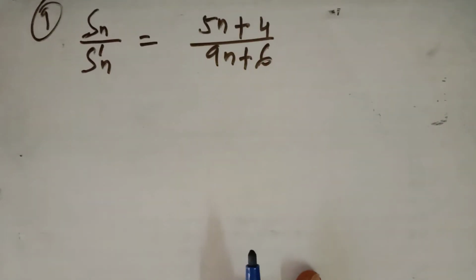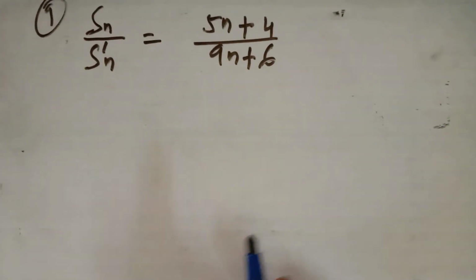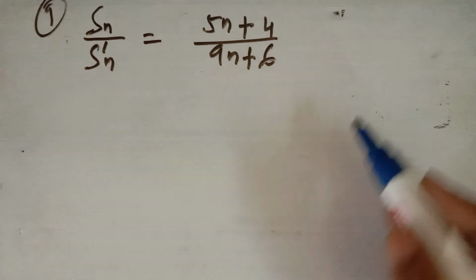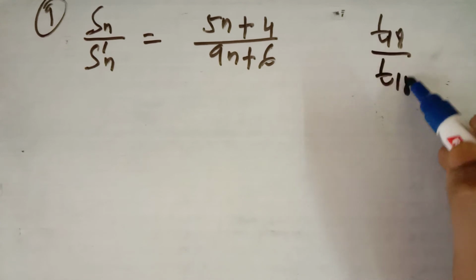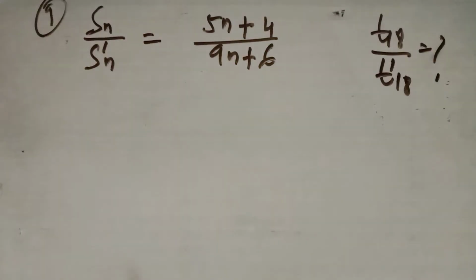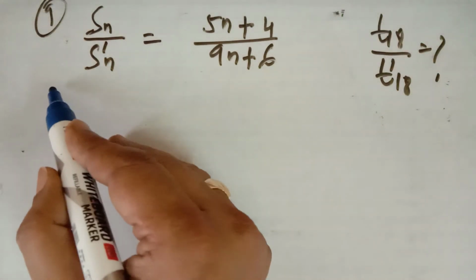So I represented the second by this dash sign. Now you have to find the ratio between their 18th terms. 18th term की ratio आपको पता करनी है. The ratio between the sums of two arithmetic progressions is given, and you have to find the ratio between the 18th terms of the two arithmetic progressions. So you can do it.